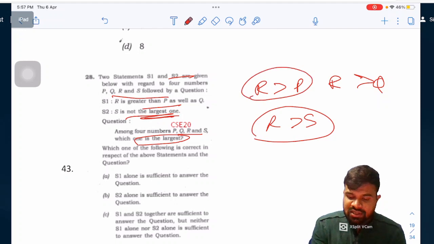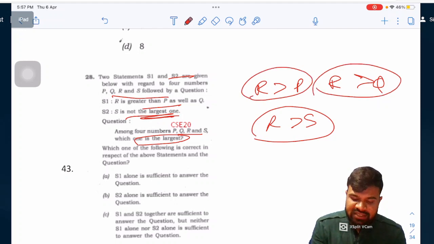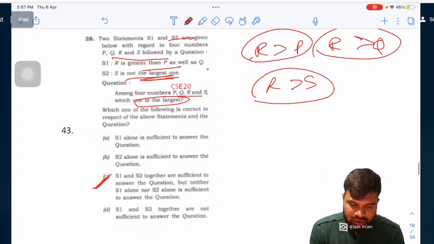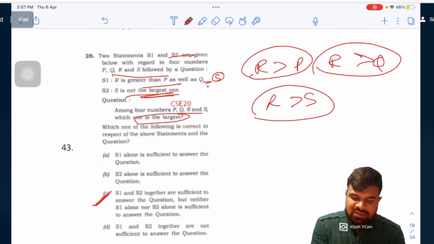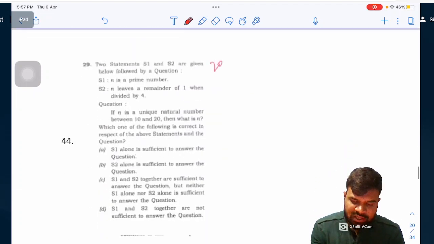R is greater than P. R is greater than Q. R is greater than S. That means R is the largest. Both statements are required, because the first statement does not tell us anything about S.